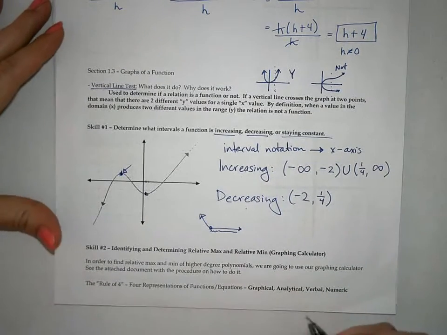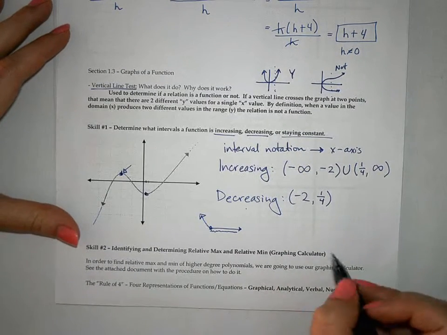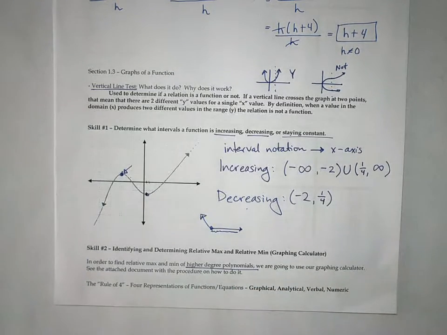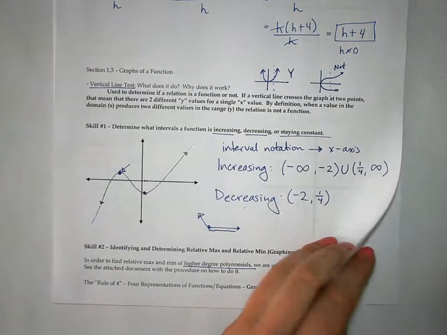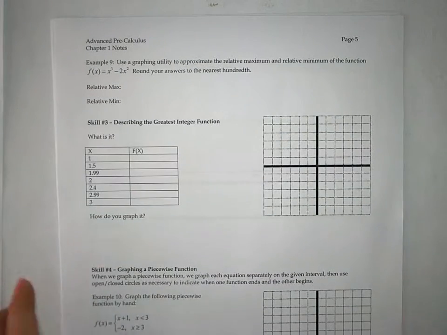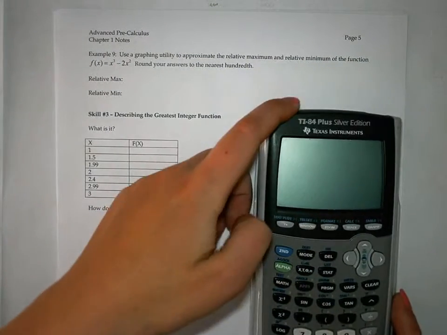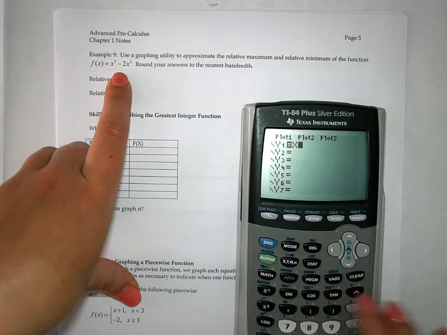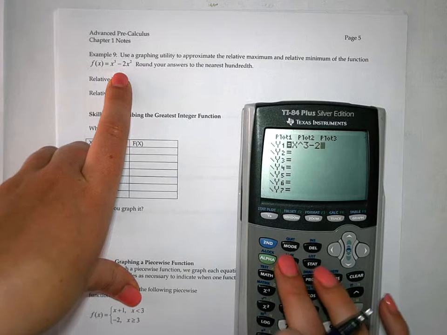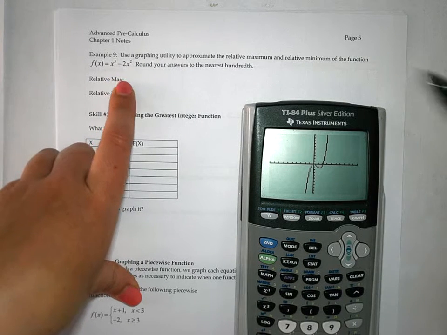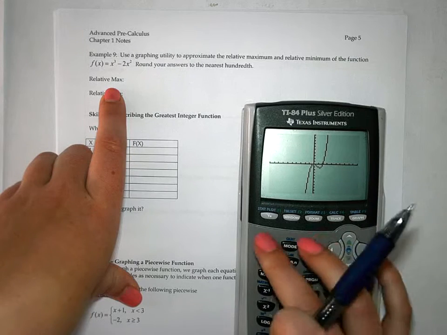In order to find relative maxes and relative mins, you're going to use your graphing calculator, especially when you get to the higher degrees. And then there is a document that you can use if you don't remember how to do this, but we're going to use left and right bounds to help us with this. So example 9, finding relative maxes and relative mins. First of all, you take your function and you go to your y equals, and we're going to plug this in, x to the third minus 2x squared. There's our swoosh function.